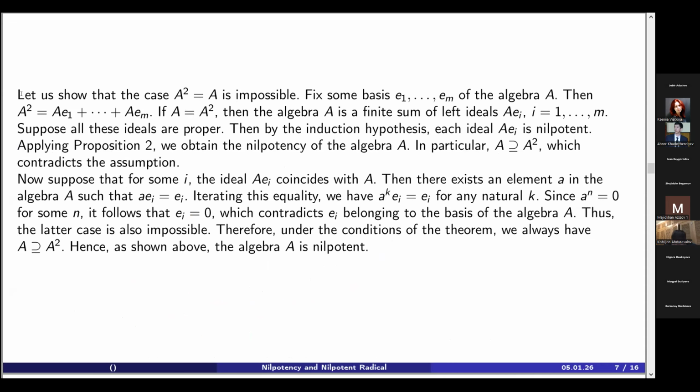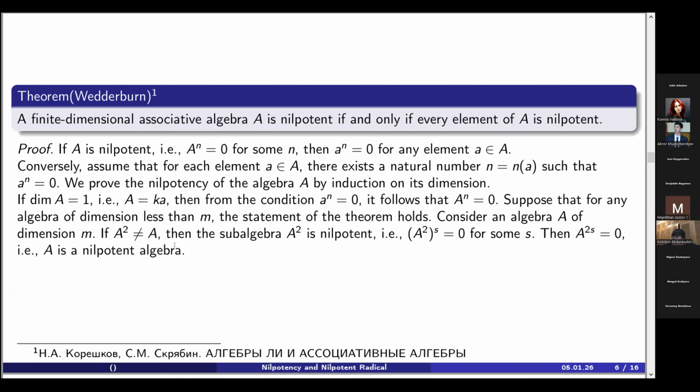Let us show. Let's go back. So this case is clear for everyone? For me it's clear. When A square is not equal to A, where is the contact with the element in the last one? Please repeat.